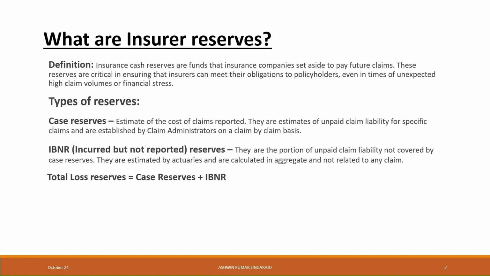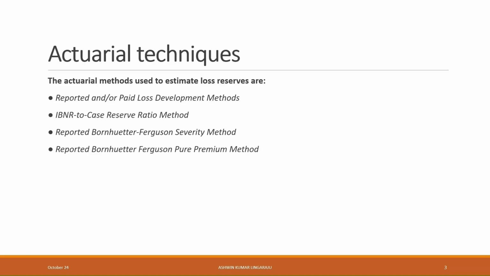So, what are case reserves? They are the reported claims and estimates of unpaid claim liability for specific claims, established by the claim administrators on a claim by claim basis. Whereas IBNR is the portion not covered by case reserves. They are estimated by actuaries and calculated in aggregate and not related to any specific claim. So the total loss reserves will be the sum of case reserves plus the IBNR.